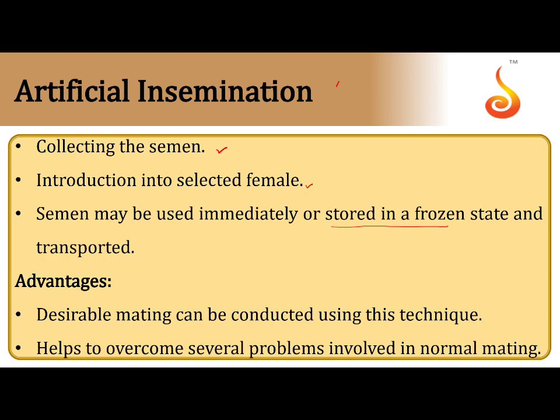Along with artificial insemination, MOET is also followed. What is MOET? MOET is multiple ovulation and embryo transfer. Now, the good aspect of any male animal is it produces a large number of sperms, but in case of females it generally produces one ova.